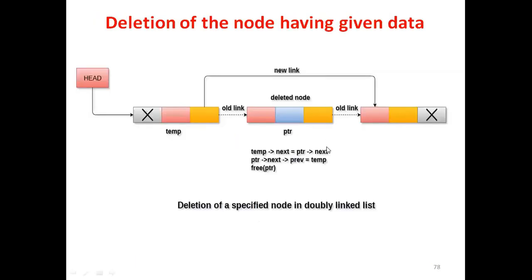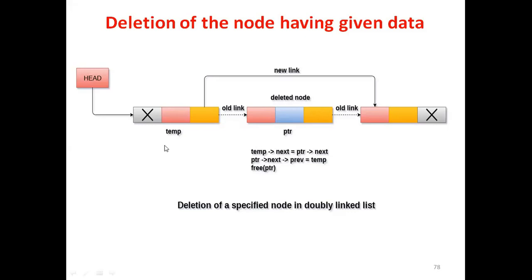Then the last operation is deletion of the node having given data. Suppose we want to delete this node, PTR, and this PTR's data value matches the value that we are searching, right? And then if you delete this node, then what will happen? We have to move this PTR pointer to the node whose value is matching, and then we use another pointer, let it be temp. So this temp should point to the previous node of that node. Is that clear?